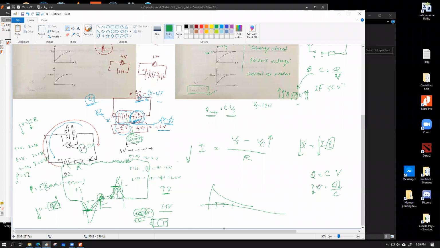So if it was gaining, let's say 1 volt in 1 second for the first second, in the next second, it's not going to gain 1 volt. It's going to gain less than 1 volt. In the next second, it's going to gain even less than 1 volt because the rate of charge flow has reduced.